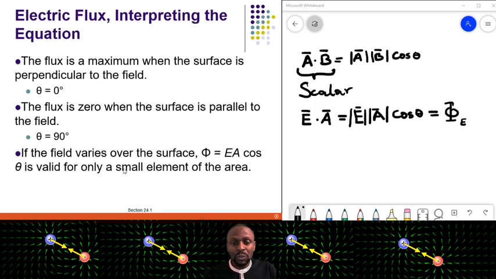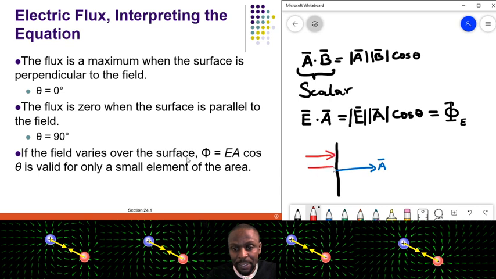Now, I also want to show you that the flux is a maximum when the surface is perpendicular to the field. What does that mean? It means the following. Say I have this surface here, like that. Now, what is that vector A? Vector A, I'm going to plot it like that, because it must always be perpendicular to that surface. Now, if the electric field is going in this direction, that's my E field. In that case, the angle between E and A is just equal to zero.